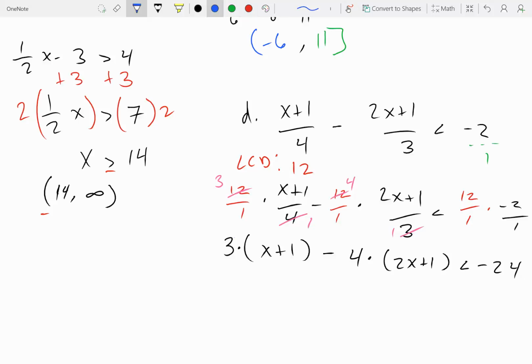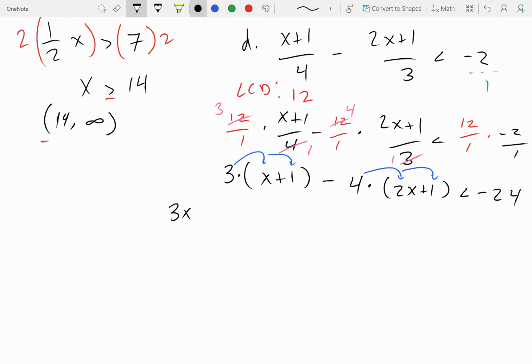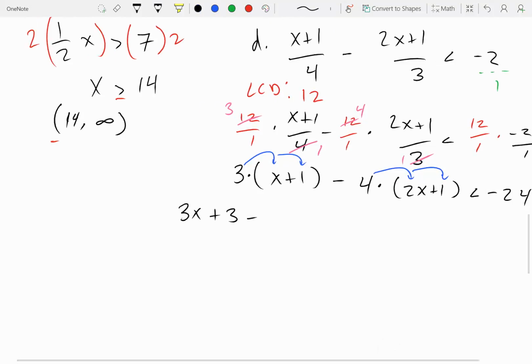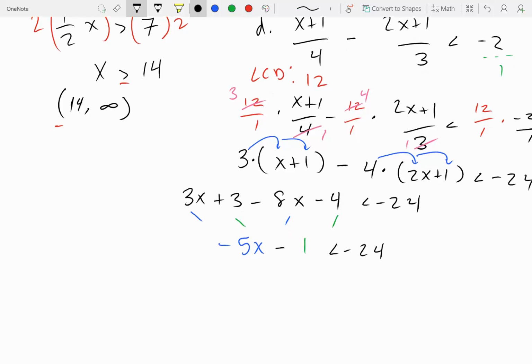Now we're going to distribute, and after we do that, we're going to combine like terms. So we have 3 times x is 3x, 3 times 1 is 3, minus 4 times 2x is 8x, and then negative 4 times positive 1 is negative 4, and that's less than negative 24. We're going to combine like terms here, so x's with x's, numbers with numbers. So we have negative 5x minus 1 is less than negative 24, still solving for x.